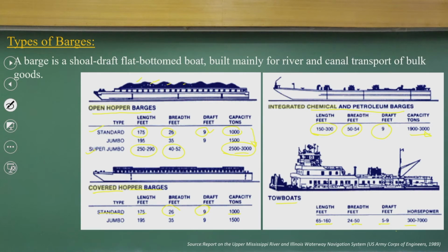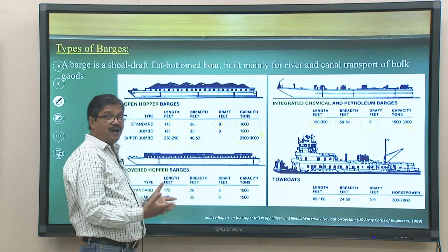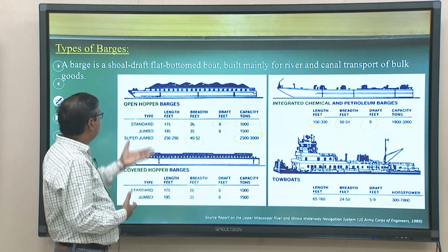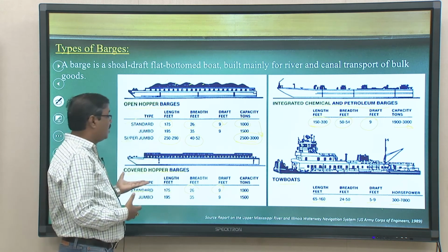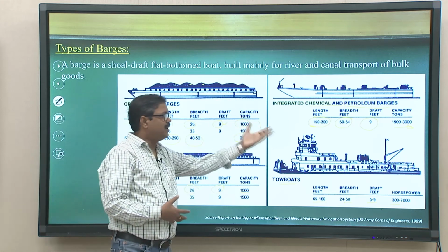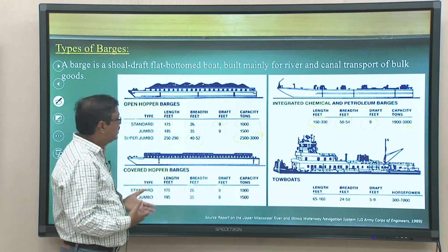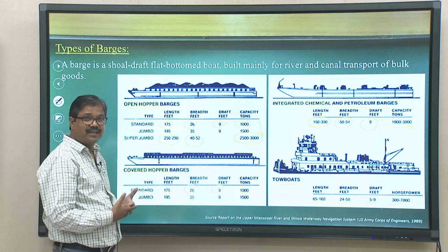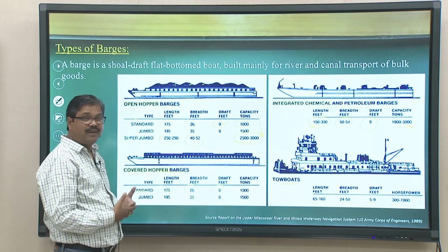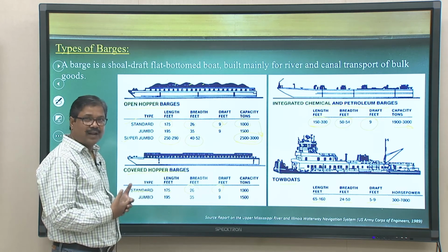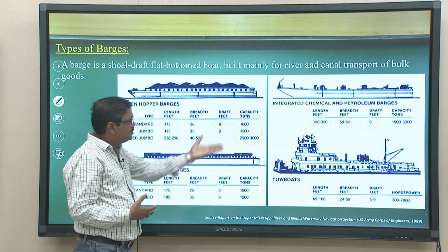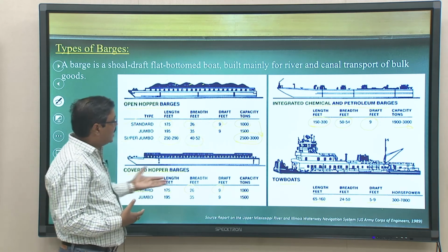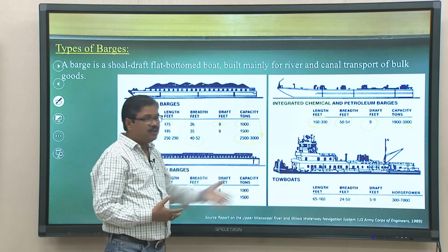So, basically what I am saying is that there are different types of inland vessels, and depending upon our requirements, whether you need open or covered hoppers or integrated chemicals and petroleum, you can have them. It is a much more fuel efficient, environment friendly inland transport mechanism, and that is the way we can carry as much as 3000 tons.